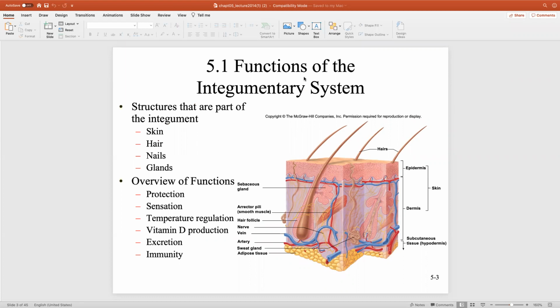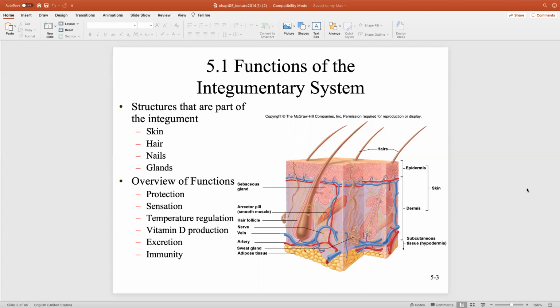So let's discuss chapter 5, which is the integumentary system. A couple things to understand is that in terms of the overview of functions, these are all the functions you will need to know for the test, but in more detail. So this just kind of lists them. We'll talk about each one independently coming up in a few minutes.